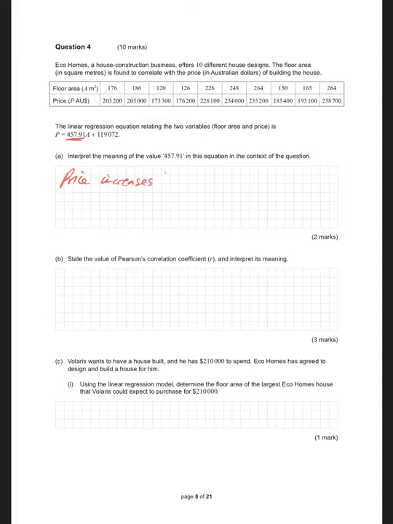increases by $457.91 for every 1 square meter of floor area. State the value of Pearson's correlation coefficient and its meaning.